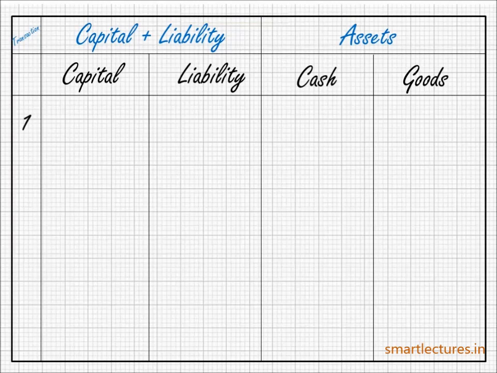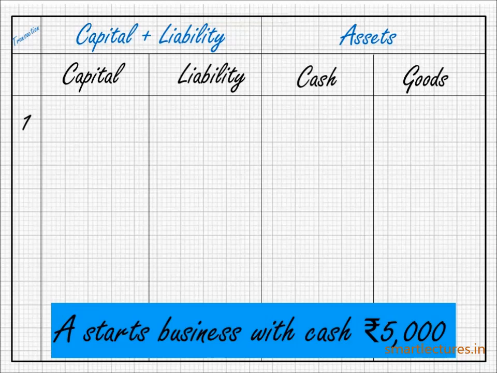So first transaction is A starts business with cash rupees 5,000. So when A starts business with cash, what it means? A brings cash of rupees 5,000 and gives it to the firm. So in this way, the firm has got the cash of rupees 5,000 and cash is the asset of the firm. So on asset side, in the cash column, write down rupees 5,000. And on liability side, write down rupees 5,000 in the column of capital.